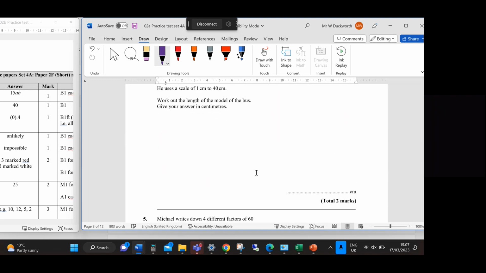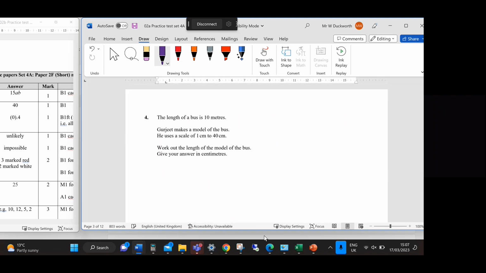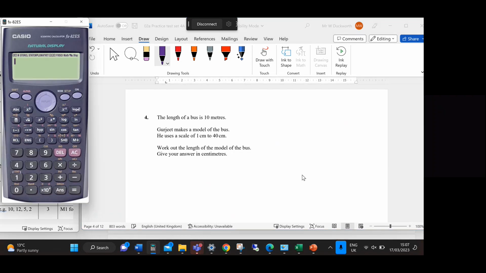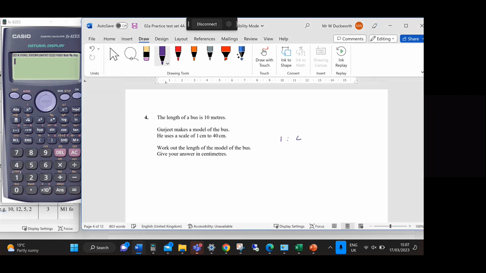Okay, question 4 then. So the length of a bus is 10 meters. Gurjit makes a model of the bus. He uses a scale of 1 centimeter to 40 centimeters. Work out the length of the model of the bus. So we're using, in effect, a scale of 1 to 40. This is model to real life. So I'll go M to L is 1 to 40. So 1 centimeter on the model will be 40 centimeters in real life.